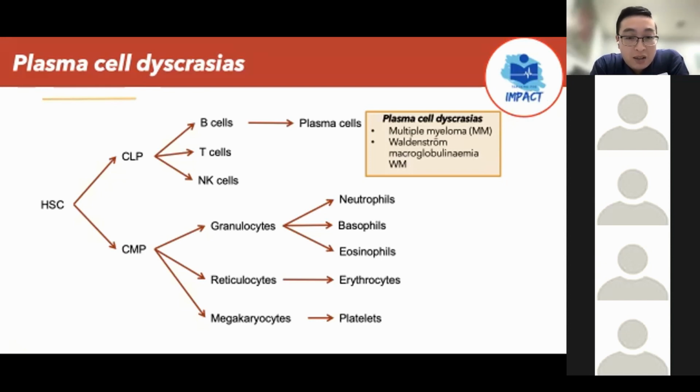So that's multiple myeloma. The second type of plasma cell dyscrasia that you need to know is called Waldenstrom macroglobulinemia. I'm not sure if any of you guys have heard of this, but in Waldenstrom macroglobulinemia, the cell that has gone neoplastic is not quite a plasma cell, but it's a post-germinal center memory B cell that has undergone somatic hypermutation, but hasn't undergone isotype switching. So it's stuck in the IgM state, and instead of secreting IgG or IgA, as you'll find in multiple myeloma, it just secretes monoclonal IgM.